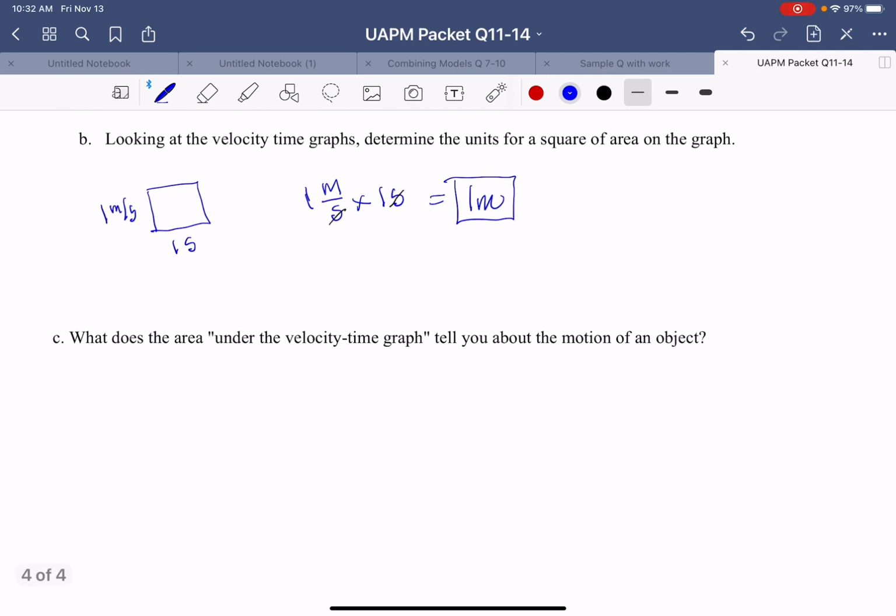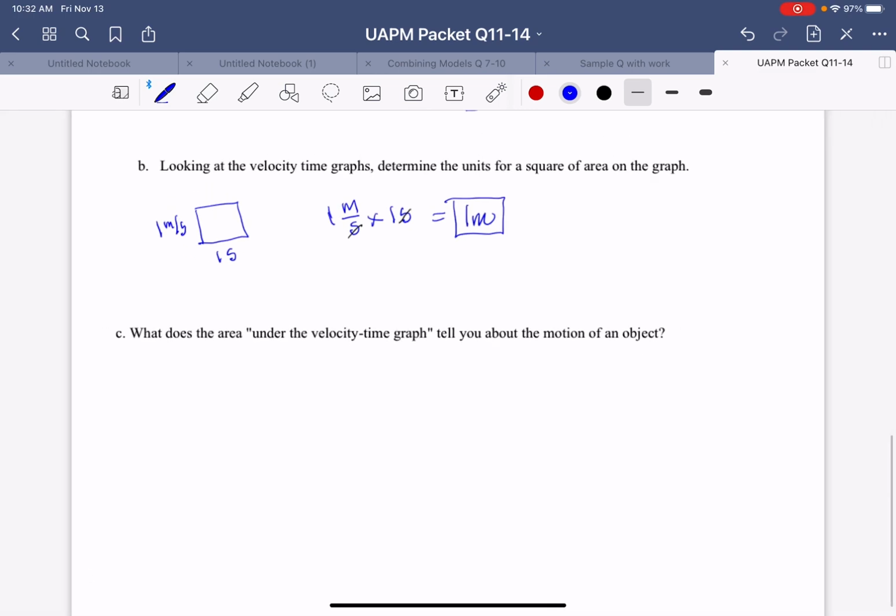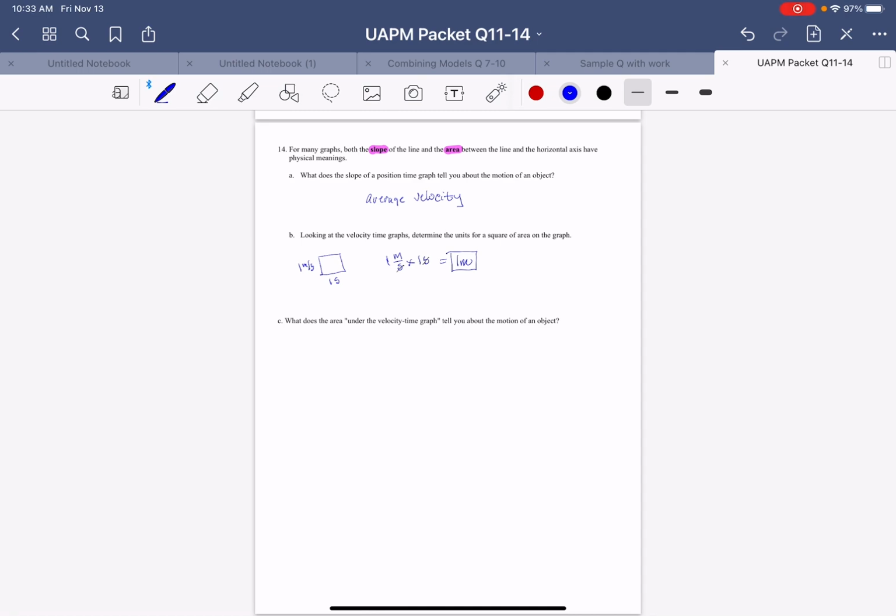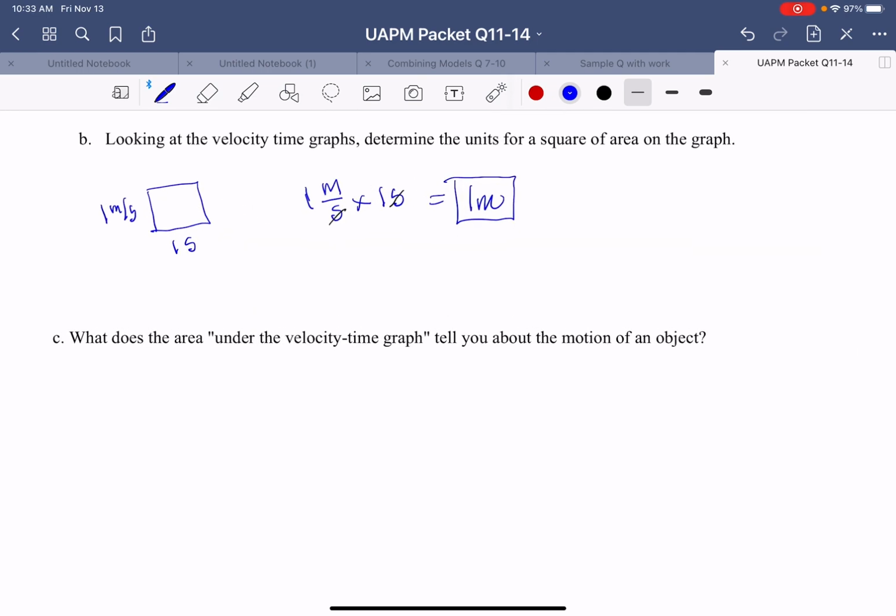The area under the velocity time graph, from the graph to the horizontal axis, tells you the displacement of the object. Yay! Great!